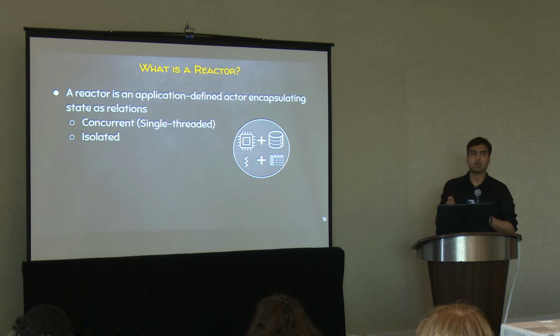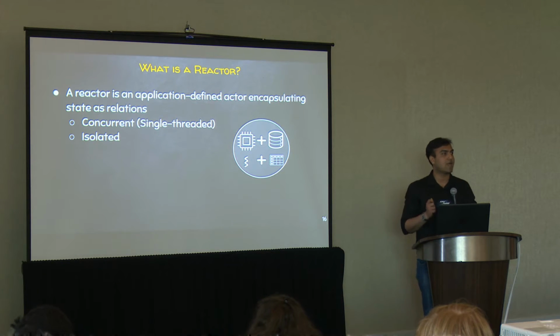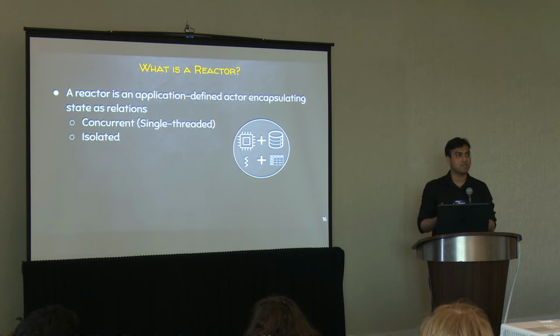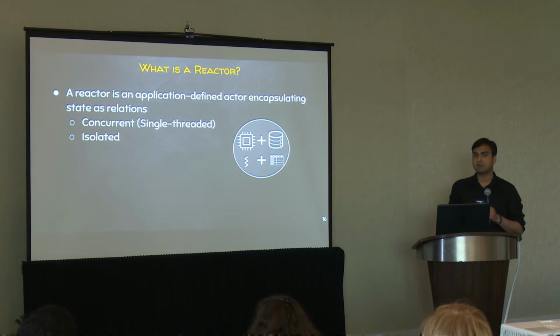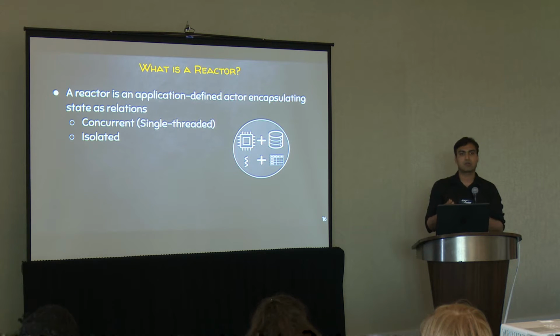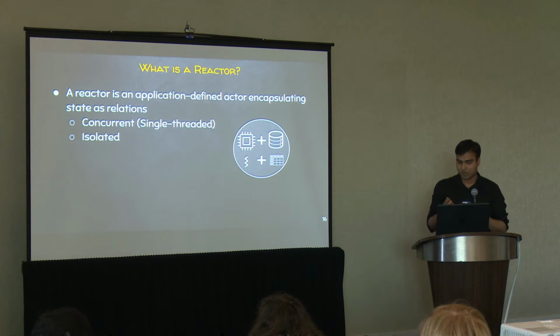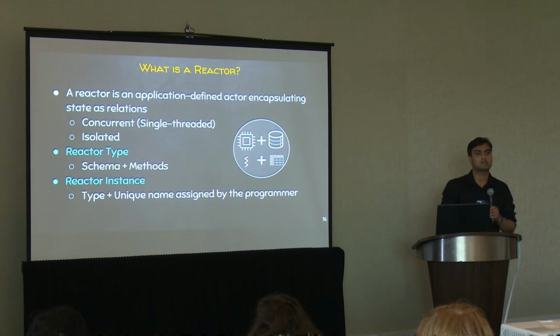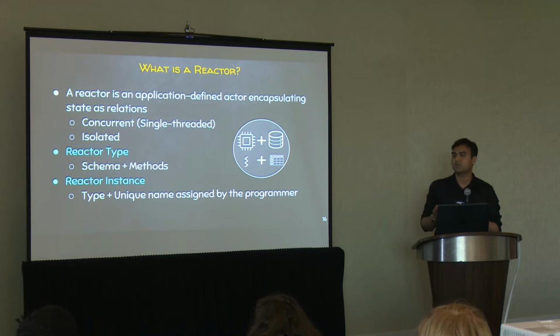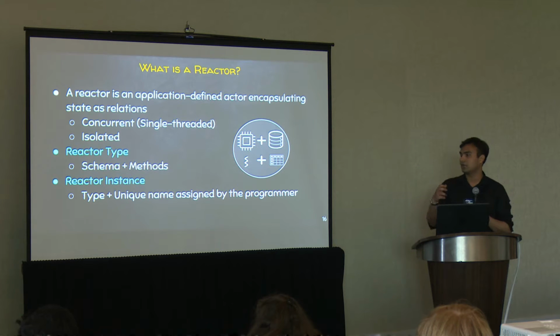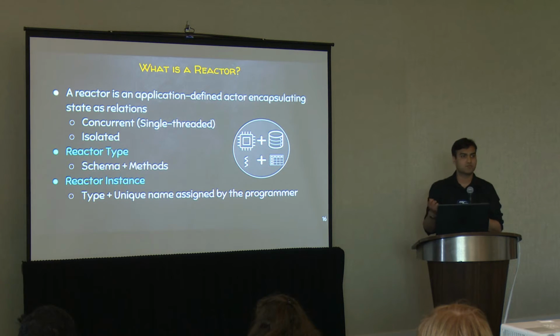So the primary construct in our programming model is that of a relational actor, or a reactor, which is an application-defined actor that encapsulates state abstracted as relation. So an actor is a logical, concurrent computational entity that provides you the illusion of a single thread of control. Now, from an application perspective, if you have to create reactors, you need to define a reactor type that consists of a schema and the methods that are available. And from this reactor type definition, you can create instances of reactors by providing them unique programmer allocated names that is used for addressing.